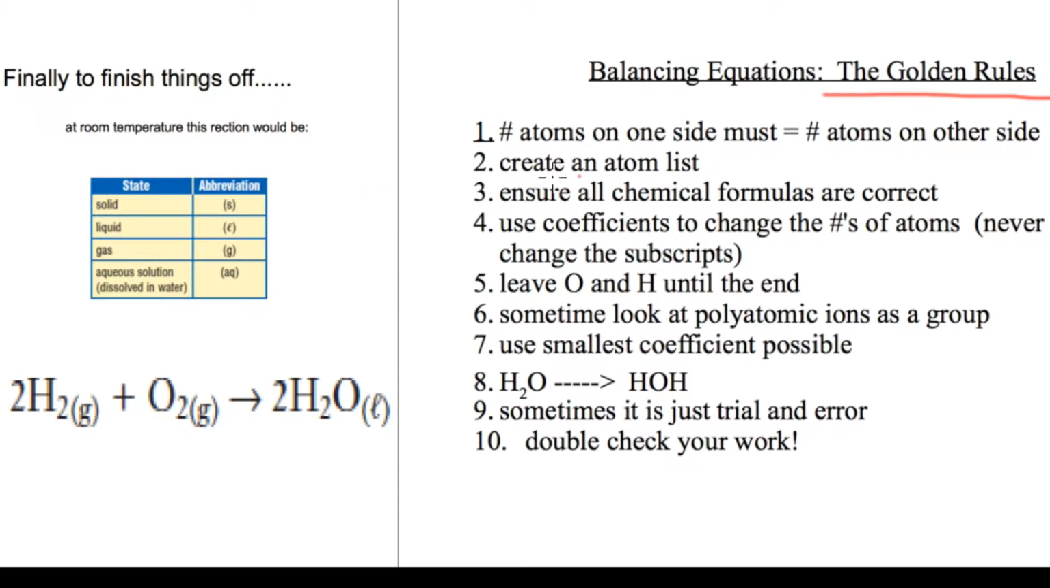So create an atom list. I don't like to do that. I like to put, let's say H is here, and I like to put the 2 underneath. I just think it's easier for me, but it might be different for other people. But this is what I like to do. It just takes up less room.